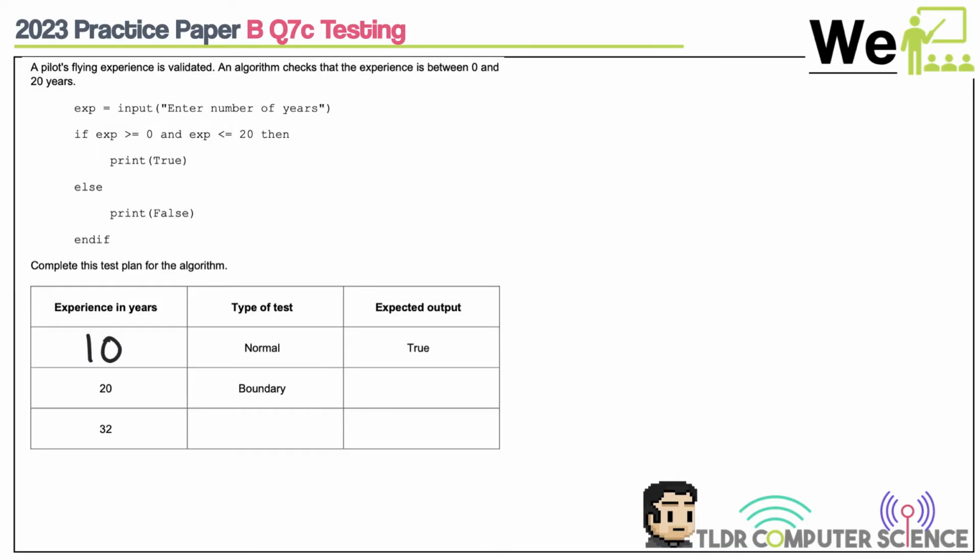20. What is the expected output for 20? True. And then finally, 32. Is that erroneous or is it invalid? I would say invalid. Typically, erroneous would be, if they did this, that's erroneous. Yes, because it's going to flip out because it's a string, not ready to do it. Invalid. Expected outcome, false.